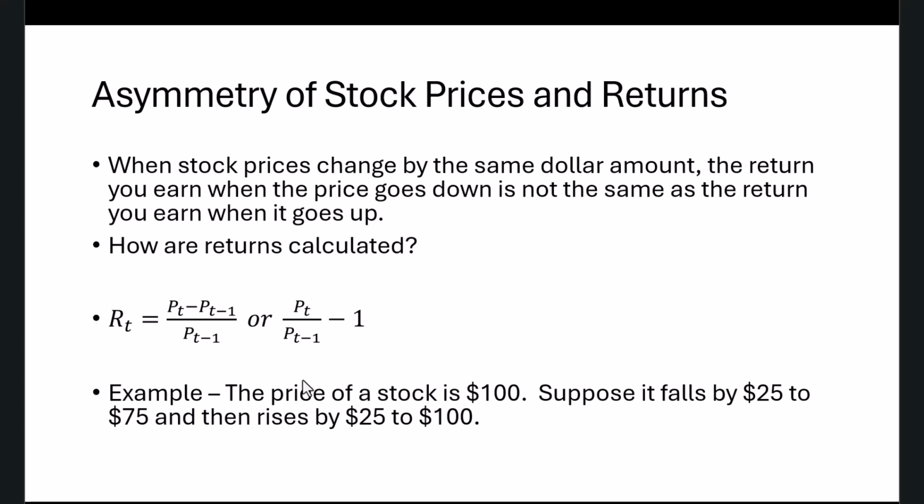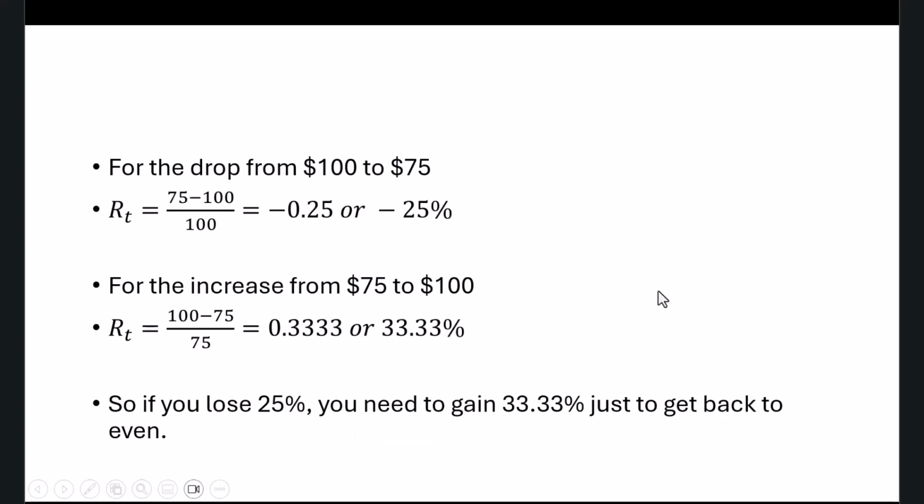So let's consider the following example. Suppose the price of a stock is 100, and suppose it falls by $25 to $75. And then it rises by $25 back to 100. Let's see what our returns are. Using that calculation, in the first case, you lose 25%. However, when it rises from 75 to 100, it's increasing 33.33%. So this is the case where if you lose 25%, you have to gain 33.33% in the price in order to get back to even.